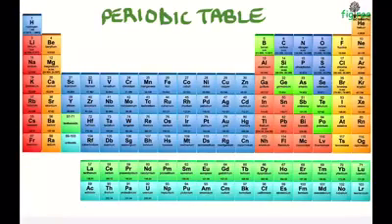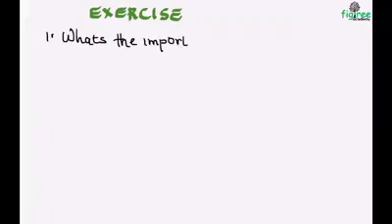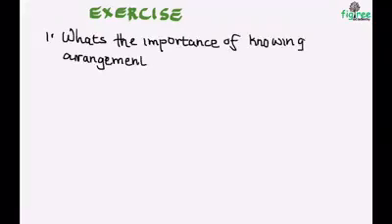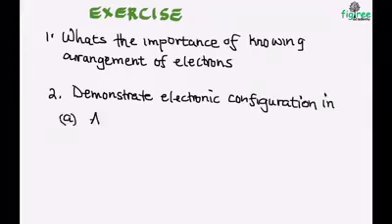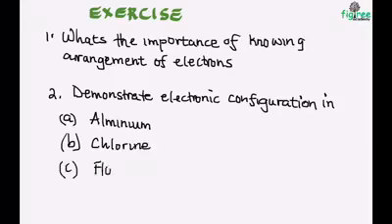So this marks the end of our lesson. A few things to do as exercises. What's the importance of knowing the arrangement of electrons? Demonstrate electronic configuration in aluminum, chlorine, and fluorine. Just look at your periodic table and demonstrate the electronic configuration.